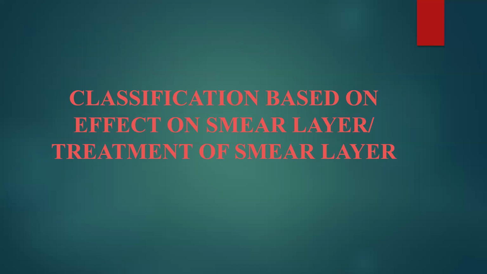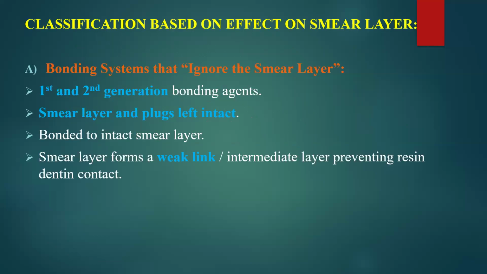Now, after the classification based upon the generations, this is a classification based on the effect on the smear layer, or treatment of the smear layer. Bonding systems that ignore the smear layer include the first and second generation bonding agents. Smear layers and plugs are left intact. Bonding to an intact smear layer forms a weak link or intermediate layer, preventing resin-dentin contact.